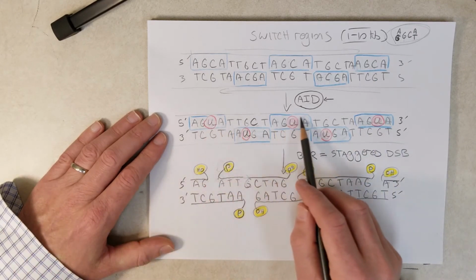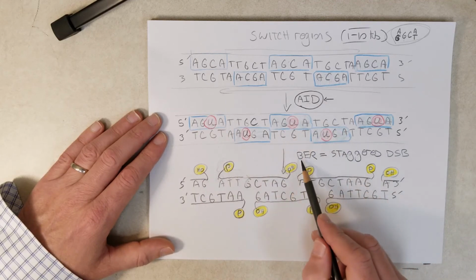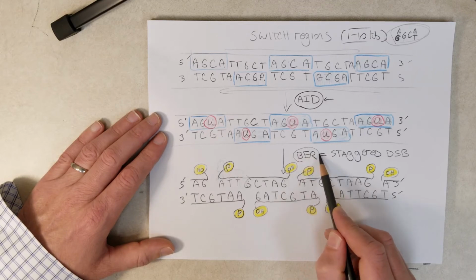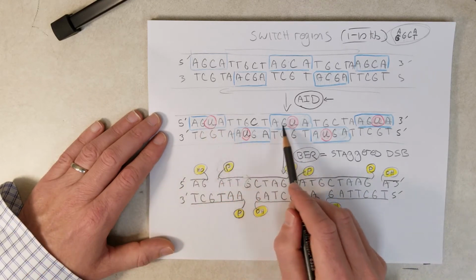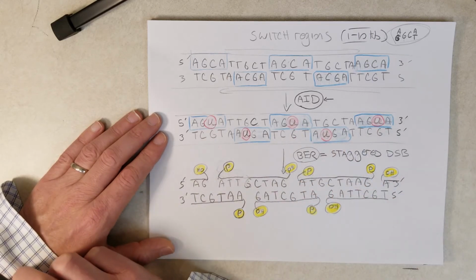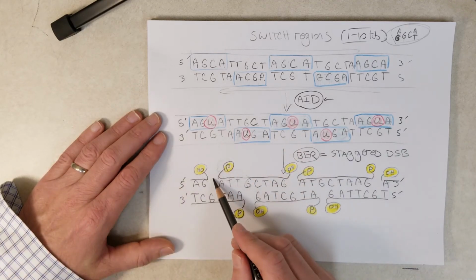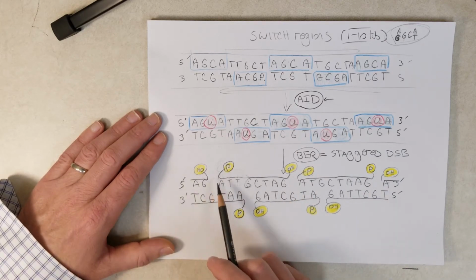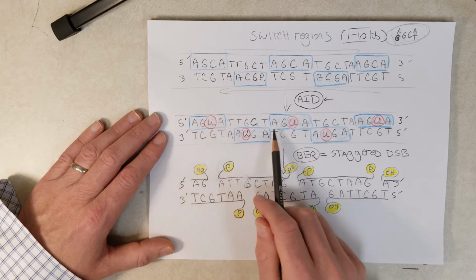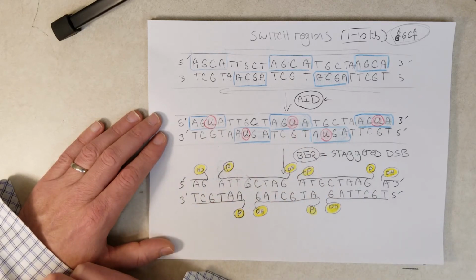Okay, so how does this lead to a double strand break? Well, the most popular model is base excision repair, which we've already learned about. What it does is it goes through and cuts out all the U's using the DNA glycosylase, and it puts nicks in the DNA backbone using the AP endonuclease, and it gives us lots of nicks in the switch region. And why are there lots? Well, there are lots because there are lots of mismatches in this region.